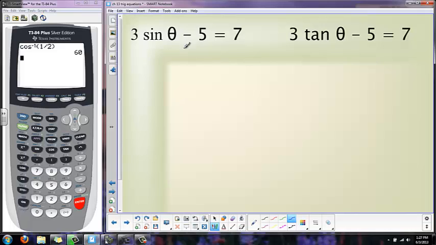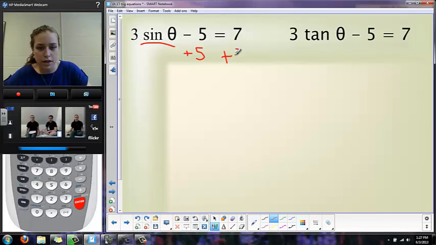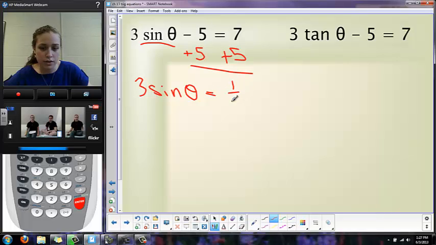Okay. We got 2 more examples. So 3 sine theta minus 5 is equal to 7. So my variable in this equation is the sine theta. This is what I want to get all by itself. So how do I do that? Just like any normal equation, I'm going to add 5 to both sides. So 3 sine theta is equal to 12.